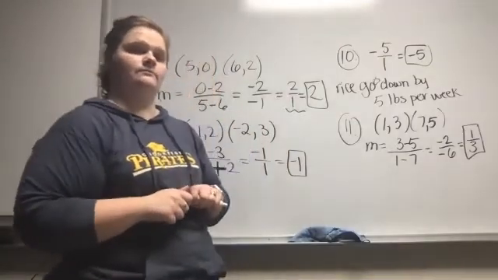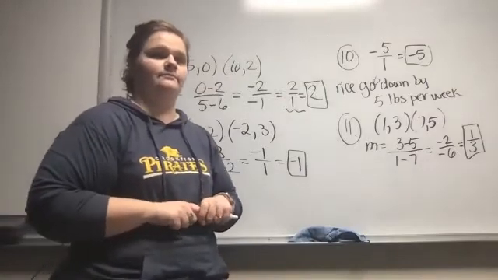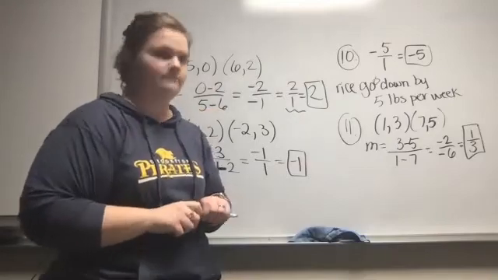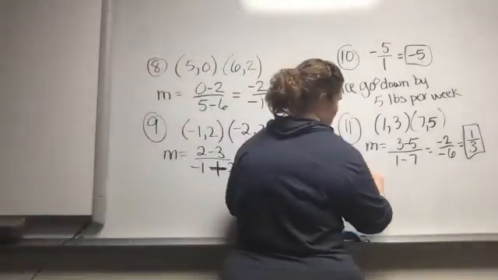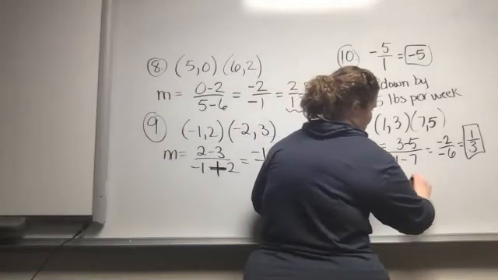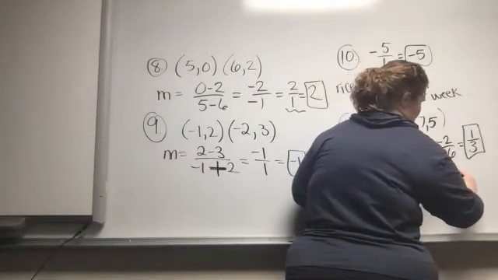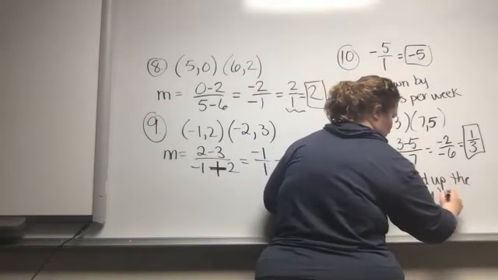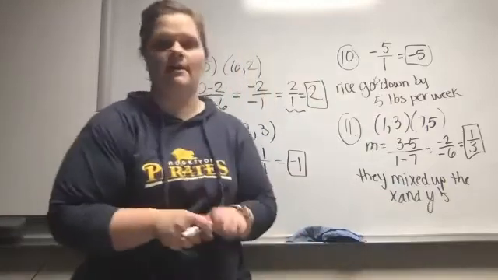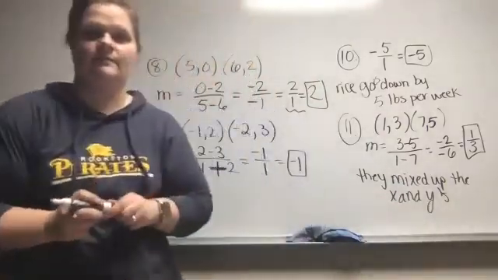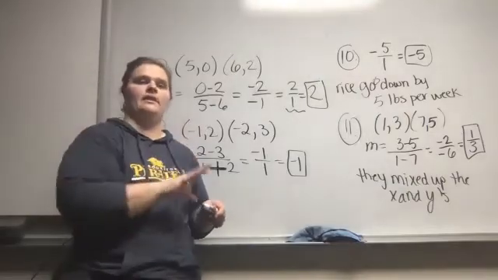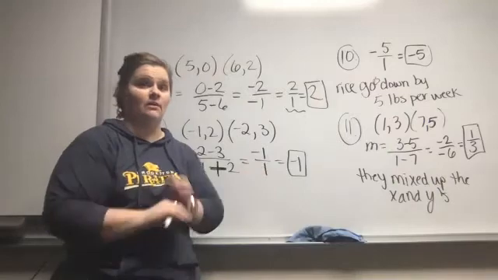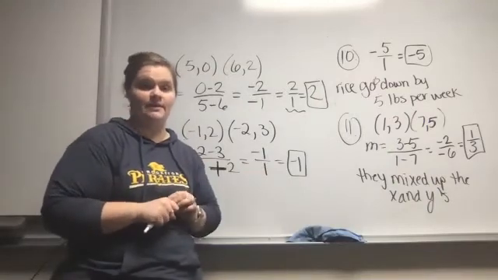Anybody? You could have made the fraction 1 over 3 and like mixed it up and made it 3. Yeah. They mixed up the X and Y's. So they mixed up their X and their Y's. So instead of doing Y minus Y, they did X over X. And I will tell you, that is such a common problem. I've seen it over and over and over again, and I probably will see it even this year.